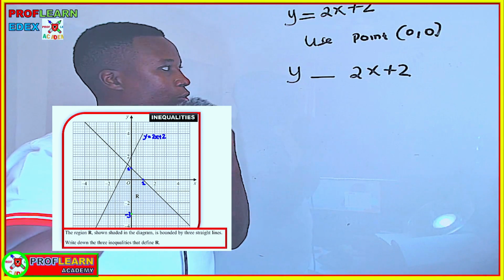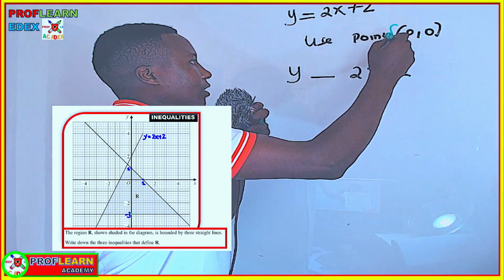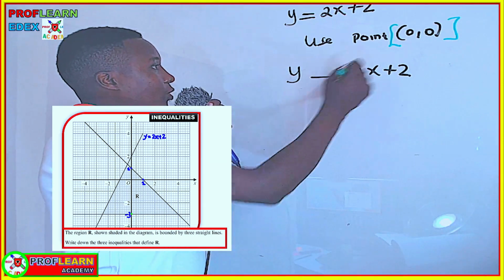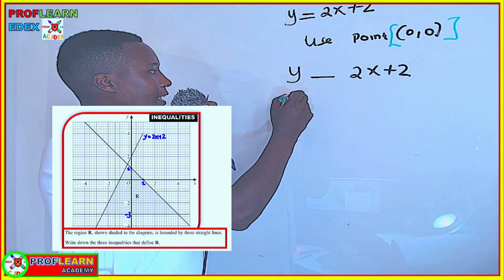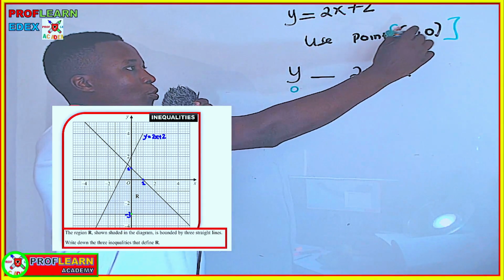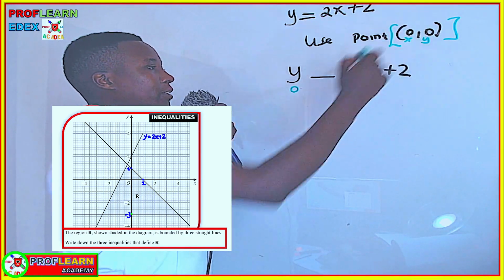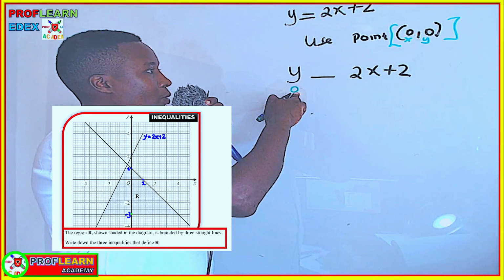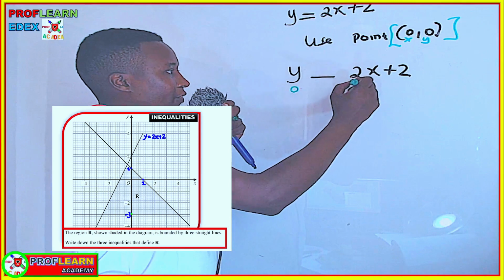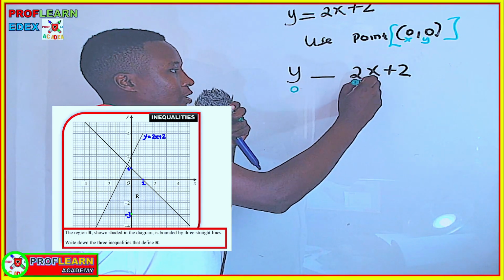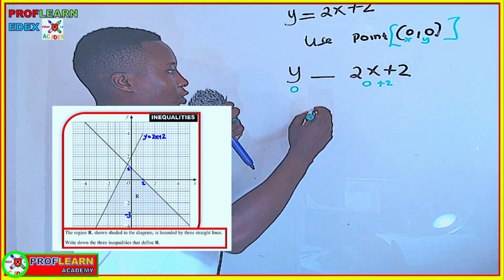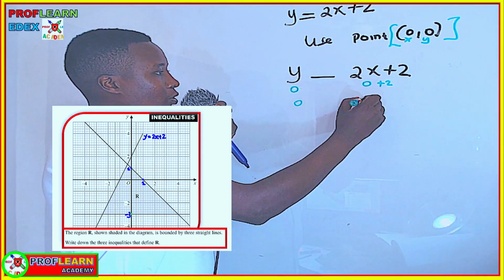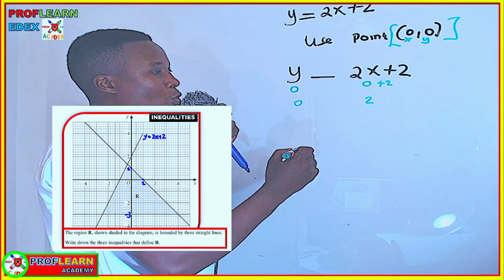So what are we going to do with this point 0 0 that I've mentioned here? I'm going to substitute it into this equation, because the y value is 0 and the x value is 0 there. So I'll substitute 0 where I have y, and 0 where I have x, and this is going to be 2 times 0, which is 0, plus 2. So you can see now we have 0 dash 2.